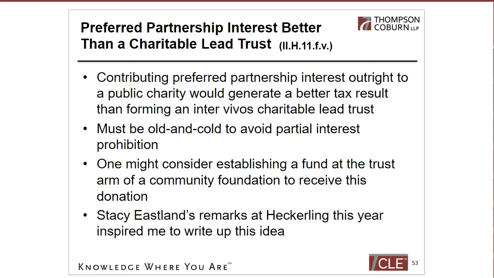But there's a tricky thing to watch out for, and that's the partial interest prohibition. Most people think of the partial interest prohibition as preventing you from having a split interest trust unless it's a unit trust or annuity trust, et cetera. But the partial interest prohibition also applies to slicing and dicing things through a business entity. So if you are going to do this with a preferred partnership, it needs to be an old and cold preferred partnership. So form your preferred partnership for other reasons, and then maybe after another year or two, consider making a contribution to charity.